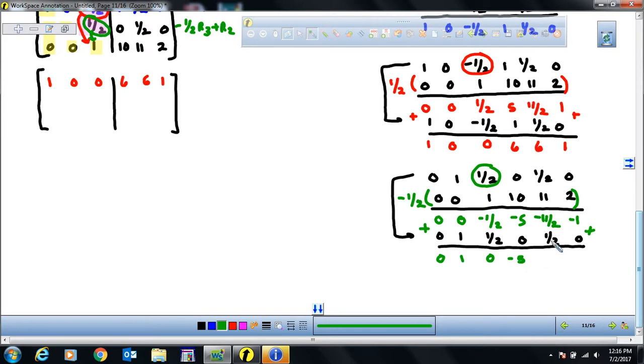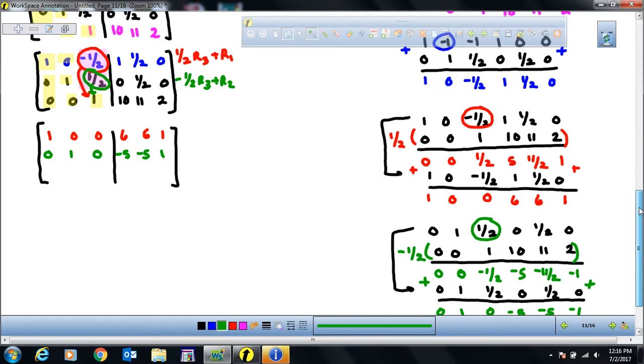Now negative 11 halves plus 1 half is negative 10 halves, which is also negative 5, and negative 1 plus 0 is negative 1. So that gives us 0, 1, 0, negative 5, and negative 1. And then we're just going to bring down the last row, which is 0, 0, 1, 10, 11, and 2.